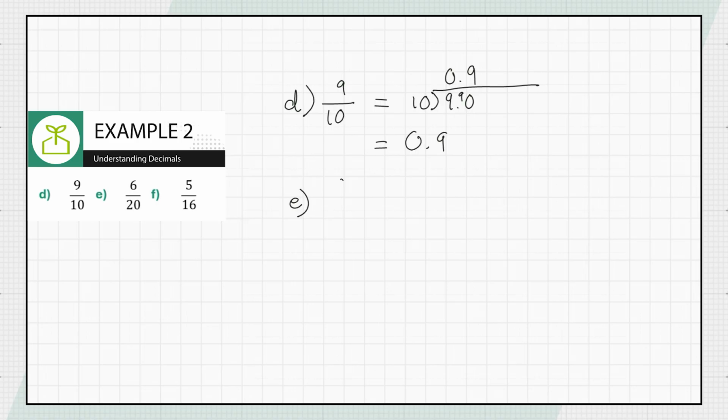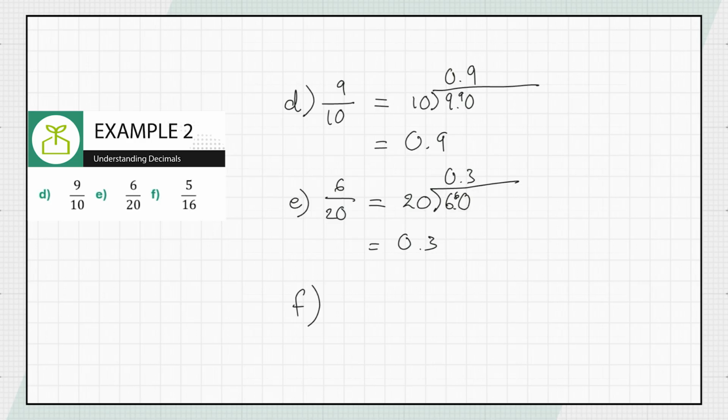For E, we have 6 over 20. Put the denominator out the front. Put the 6 underneath. How many times does 20 go into 6? It doesn't. How many times does 20 go into 60? It goes in there 3 times. So this is equal to 0.3.